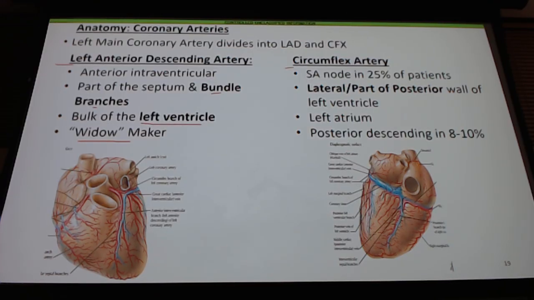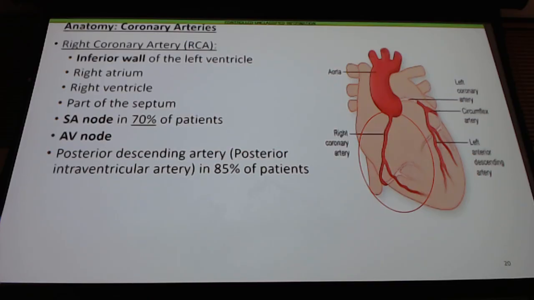The circumflex artery, understand that the lateral part of the posterior wall is going to be impacted. You may have the SA node in about 25% of individuals, where the circumflex artery provides the perfusion to the SA node. The right coronary artery, yes, the inferior wall, that's great. Right ventricle, yep. But the big thing is your conduction systems are going to be knocked out if you have an occlusion of the right coronary artery.